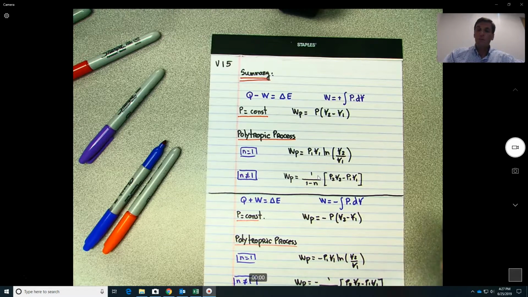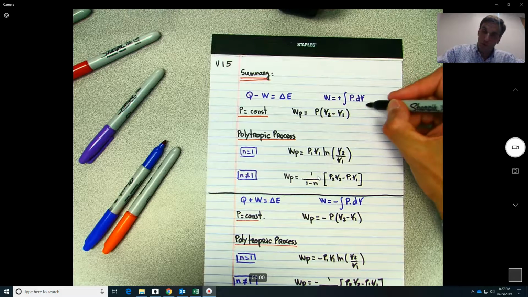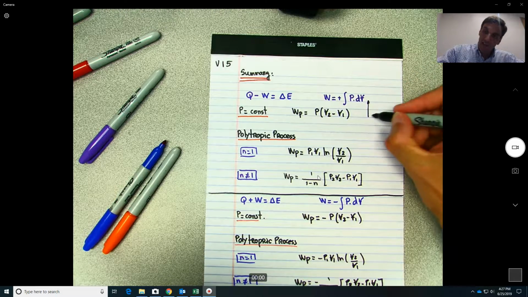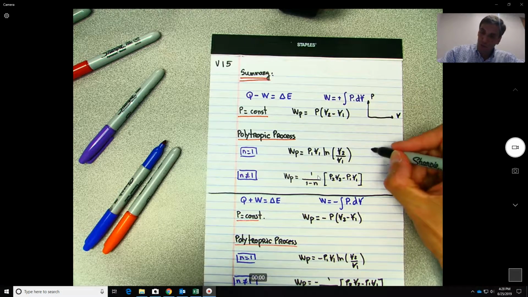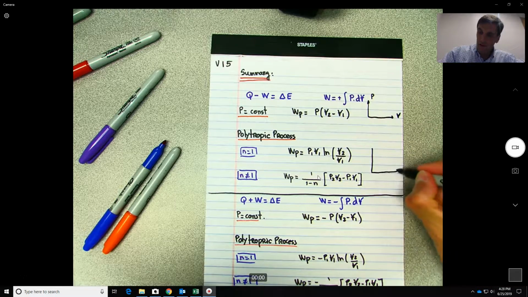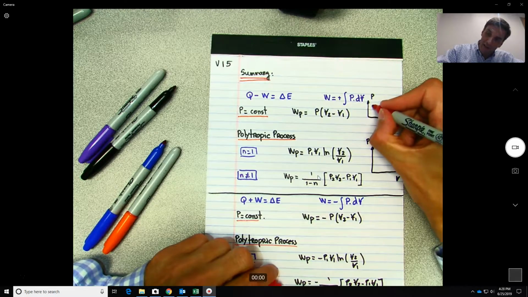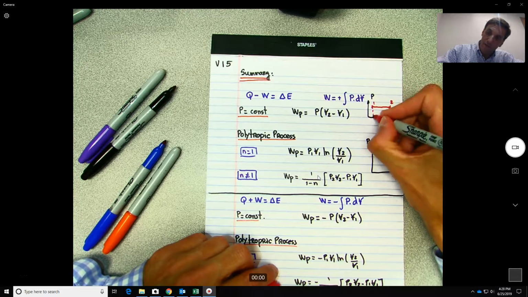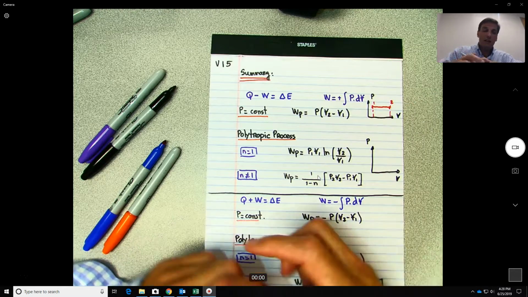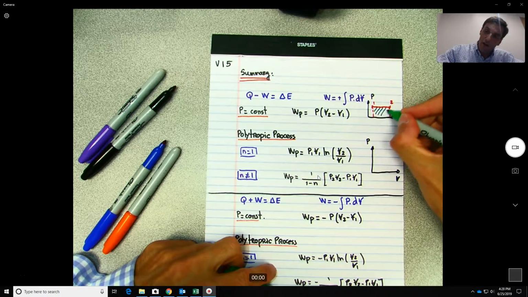Okay, and something important also that I want you to remember, or to know, not to remember, but to understand, is that the work done by the pressure, if you calculate it graphically from a PV diagram, will always be equal to the area under the curve.